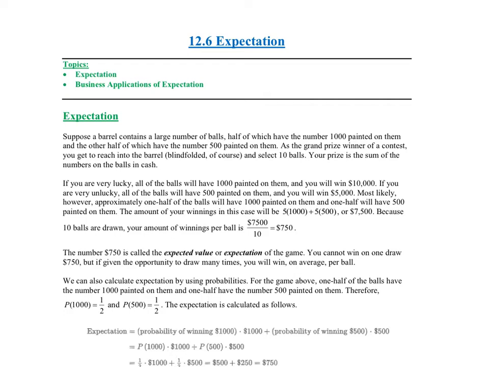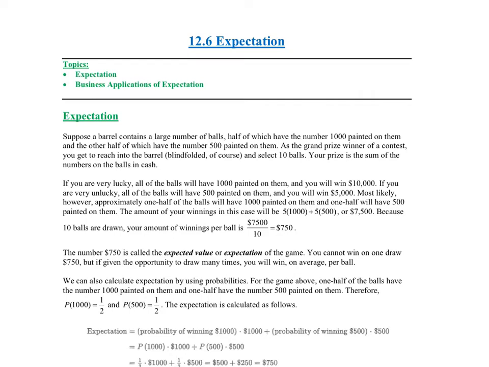It says, suppose a barrel contains a large number of balls, half of which have the number 1000 painted on them, and the other half of which have the number 500 painted on them. As a grand prize winner of a contest, you get to reach into the barrel, blindfolded of course, and select 10 balls. Your prize is the sum of the numbers on the balls in cash.